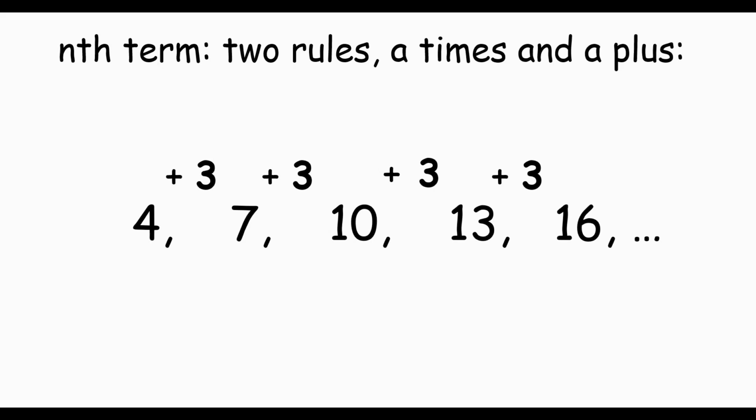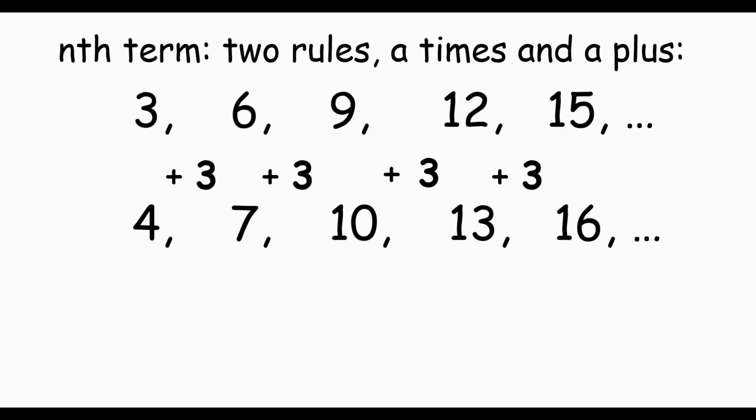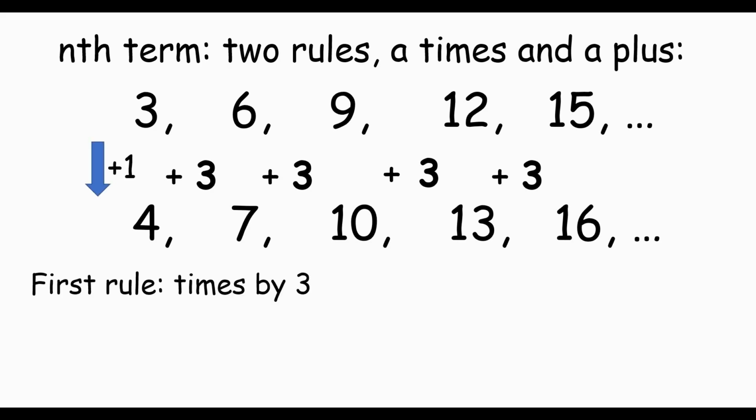We then think about a sequence which goes up in threes that we know. And this is just the 3 times tables, which we can write above or below the other sequence. We then need to think of how we would go from the 3 times tables to the sequence that we have. And we should notice that to get from 3 to 4, we would add 1, 6 to 7, you would add 1, 9 to 10, you would add 1, and so on.